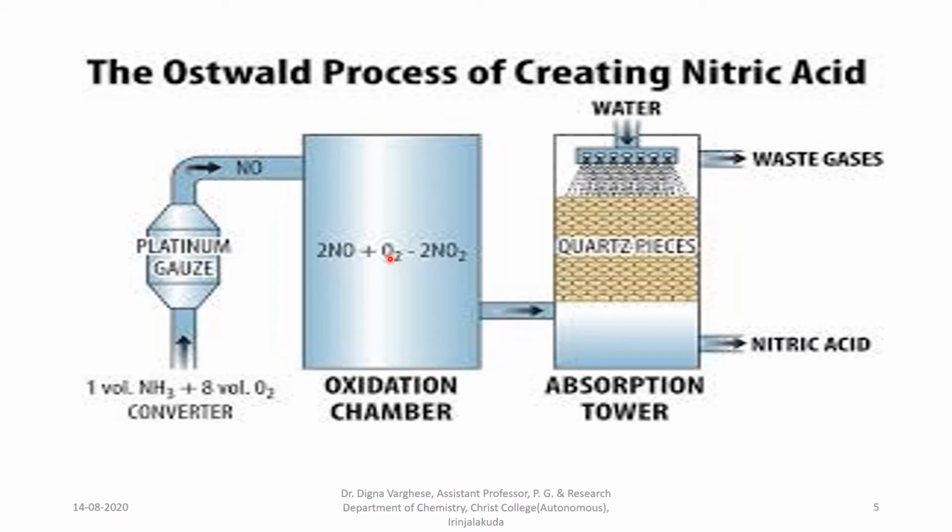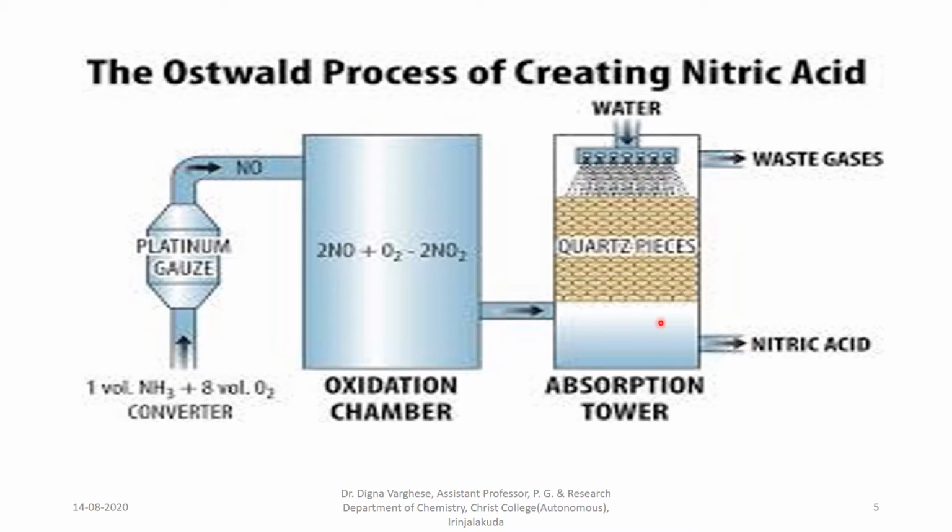Nitric oxide is passed to the oxidation chamber. Here, oxidation of nitric oxide occurs, which is converted to nitrogen dioxide. This nitrogen dioxide is mixed with air that contains oxygen, and it is passed to an absorption tower. This tower is filled with earthen balls and water descends over it for cooling, and nitrogen dioxide dissolves in this water to get nitric acid.